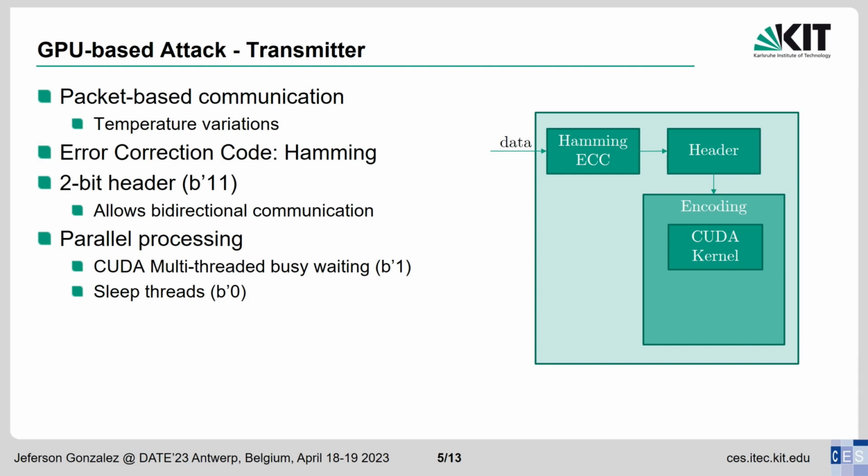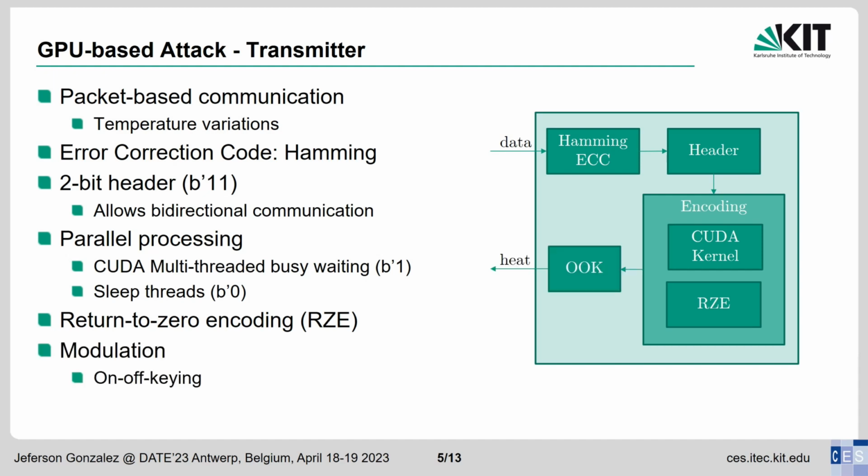The bits of 1 are processed with a multi-threaded CUDA busy waiting kernel, while the bits of 0 are encoded by sleeping the threads. To avoid temperature accumulations that may affect the transmission, we employ a return to 0 scheme, where after raising the temperature for a bit of 1, we let the GPU cool down to its base temperature before transmitting the next bit. We also provide an on-off keying modulation technique, which takes the channel to a higher frequency carrier, making it more robust against low frequency noise.